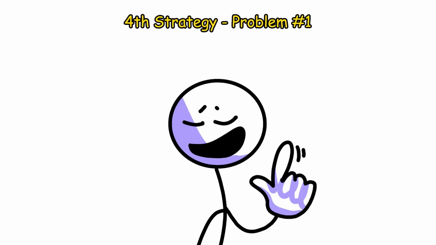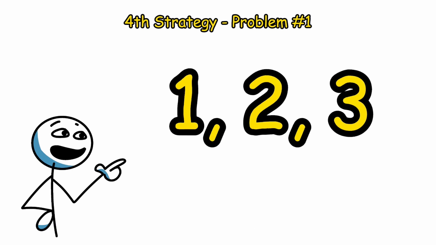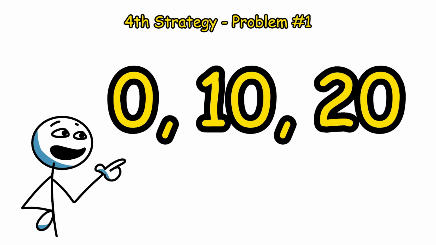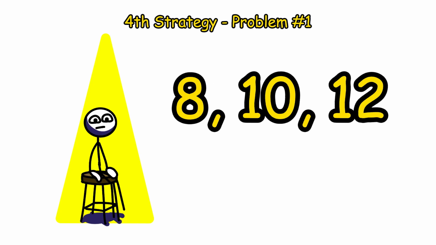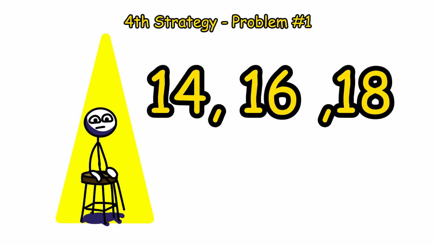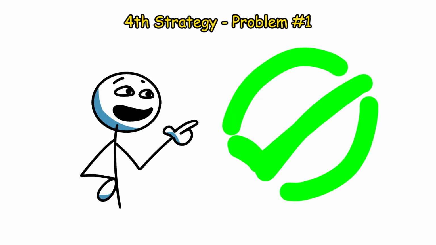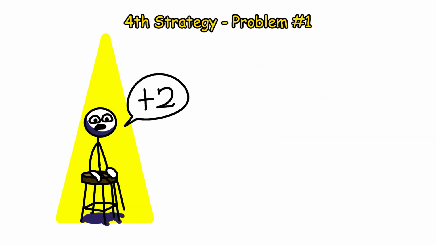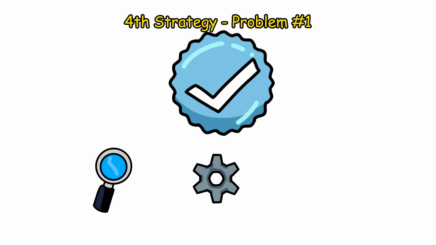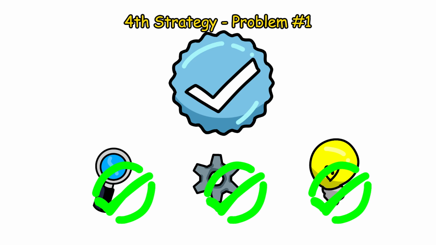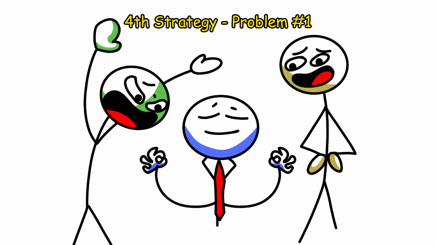For example, instead of suggesting a sequence like 1, 2, 3 or 0, 10, 20 to see if the rule was simply increasing numbers, many kept proposing sequences like 8, 10, 12 or 14, 16, 18, which confirmed their initial hypothesis of increments of 2. Confirmation bias is the tendency to search for, interpret, and remember information in a way that confirms pre-existing beliefs or hypotheses while ignoring or minimizing evidence to the contrary.